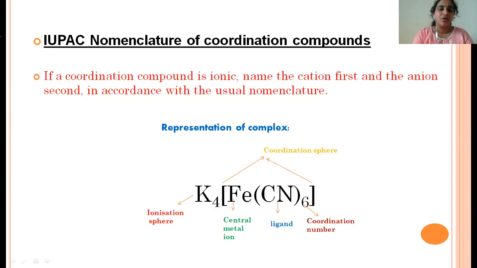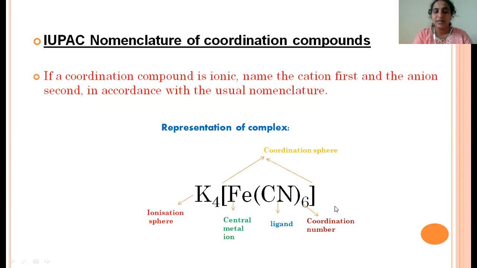Let us see. According to the first rule of IUPAC nomenclature, whenever a coordination compound is ionic, first we have to write the cation name, then we have to write the anion name. So this is the representation of any coordination complex. Here this is the cation sphere, whereas this one is the anion sphere. So while writing the IUPAC nomenclature of this compound, first we have to write the cation sphere, then we have to write the anion sphere.